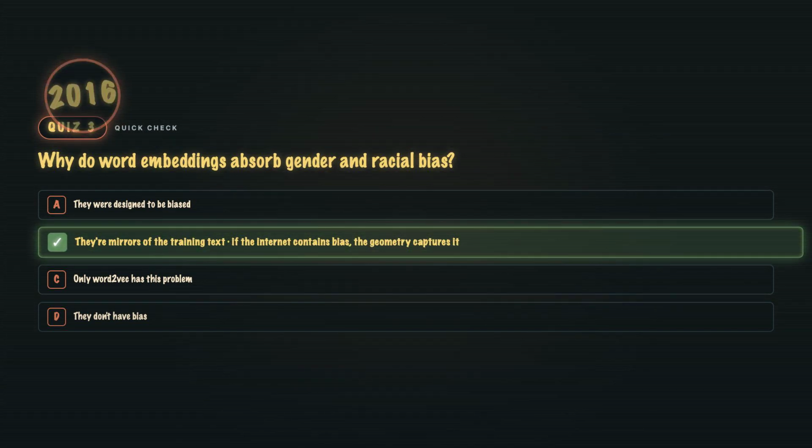B. Mirrors. Bolukbasi et al. 2016 showed man is to programmer as woman is to homemaker in Google News Word2Vec vectors. Every gender stereotype in the training text ended up as a consistent direction in the geometry. Same for race. When those embeddings feed resume screeners or loan applications or search engines, real people get harmed, which is why the modern answer to "good embeddings" has to include bias audits, not just accuracy numbers.